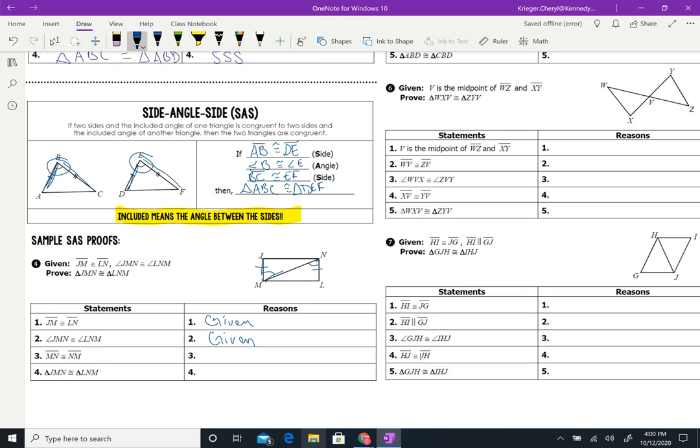MN is congruent to NM. So MN of this top triangle, right, is congruent to NM of the bottom triangle. That is reflexive. This reflexive property, the triangles are congruent using side, angle, side. We have two sides and the included angle.